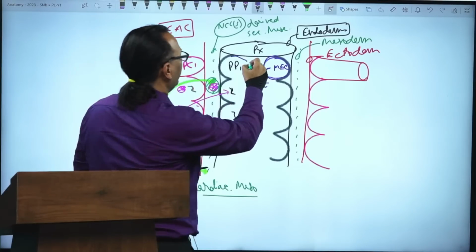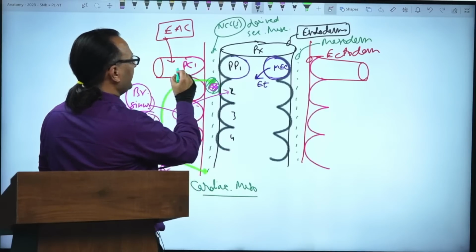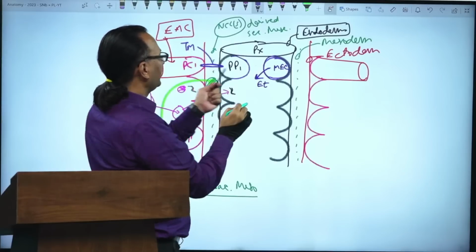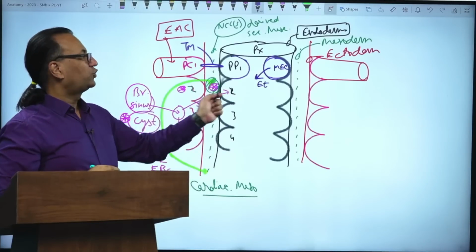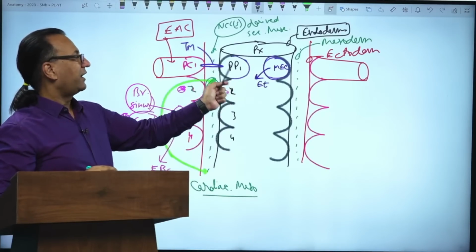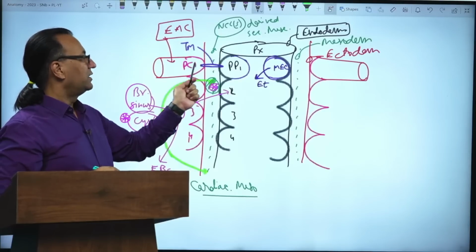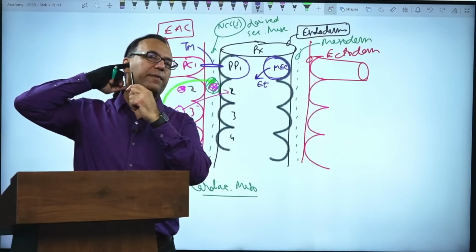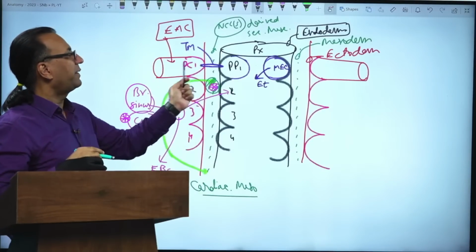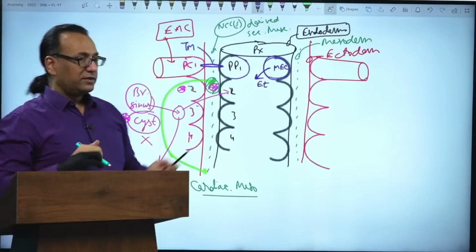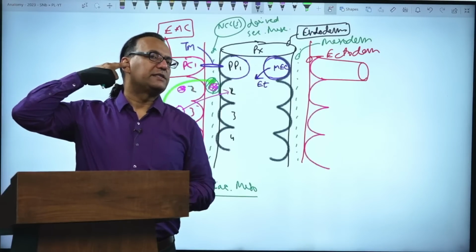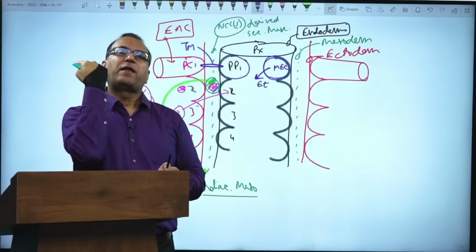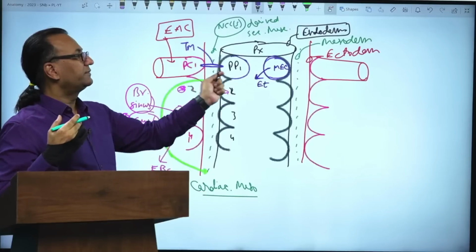Now if this is the middle ear cavity and that is the external ear canal, what is the membrane between the two? This is the tympanic membrane and it has all the 3 germ layers. If pouch 1 becomes the middle ear cavity and cleft 1 becomes the external ear canal, the membrane between the two is the tympanic membrane. The outer epithelium of the tympanic membrane is ectoderm of cleft 1. The inner epithelium is endoderm of pouch 1.